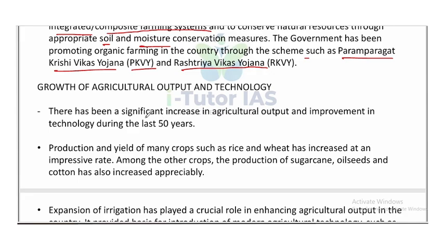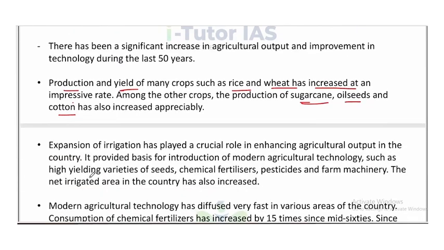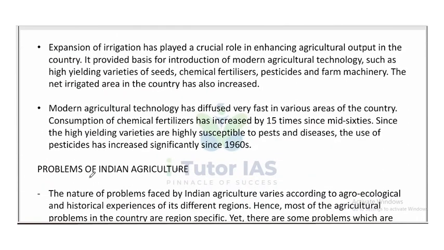There has been a significant increase in agricultural output and improvement in technology during the last 50 years. Production and yield of many crops such as rice and wheat has increased at an impressive rate. Among the other crops, the production of sugarcane, oilseeds and cotton has also increased appreciably. Expansion of irrigation has played a crucial role in enhancing agriculture output in the country.